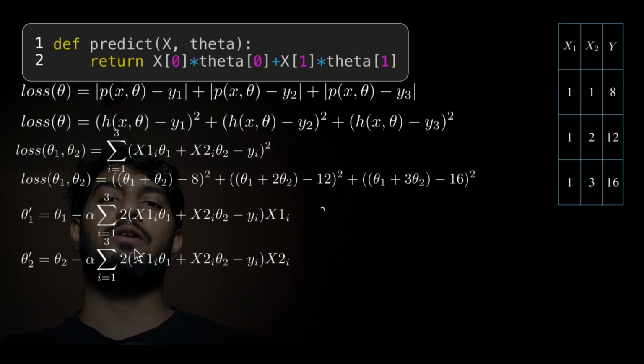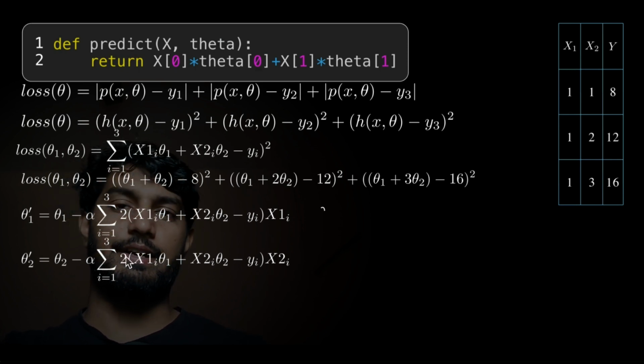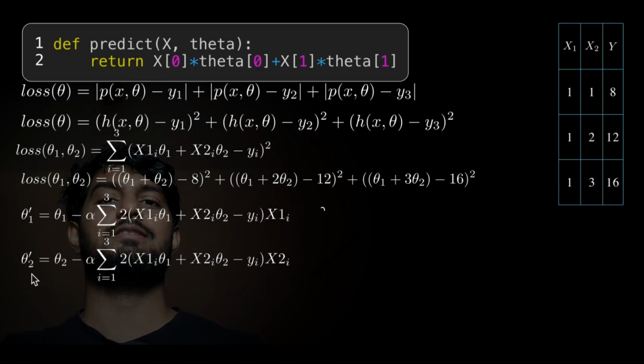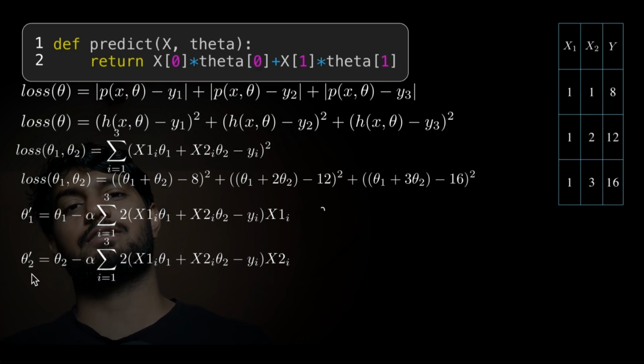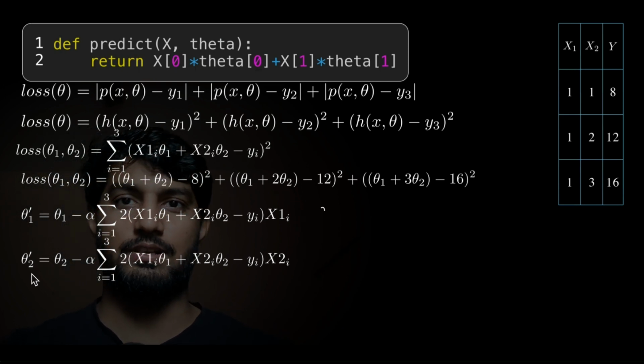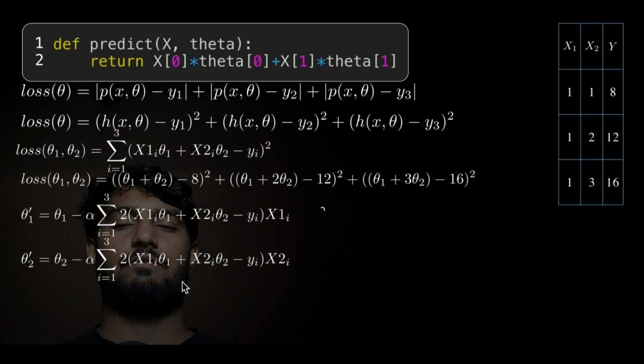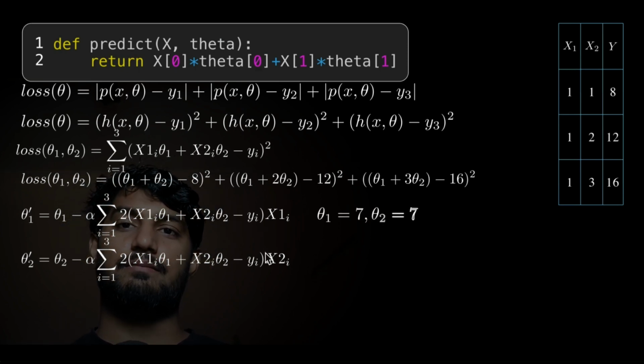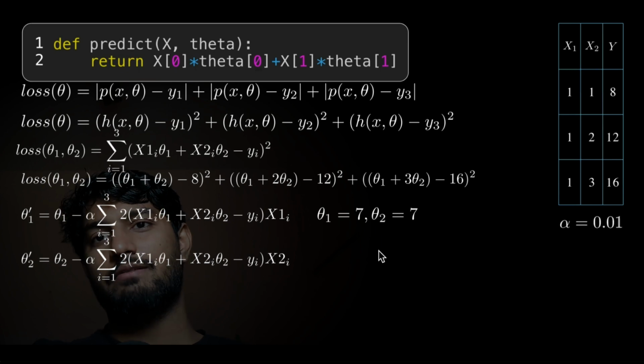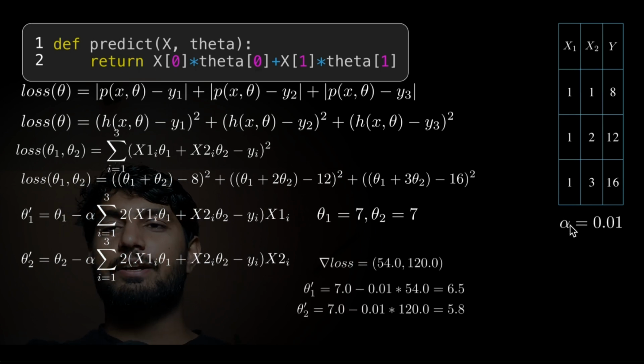So when you do that, you will find this gradient. We call it the gradient over here, with respect to the thetas, their partial differentiation. We have got this gradient, and we can use it to update our theta values. Once we repeat this, we'll find better theta values. So randomly, we can start with 7, 7. Learning rate you already learned.